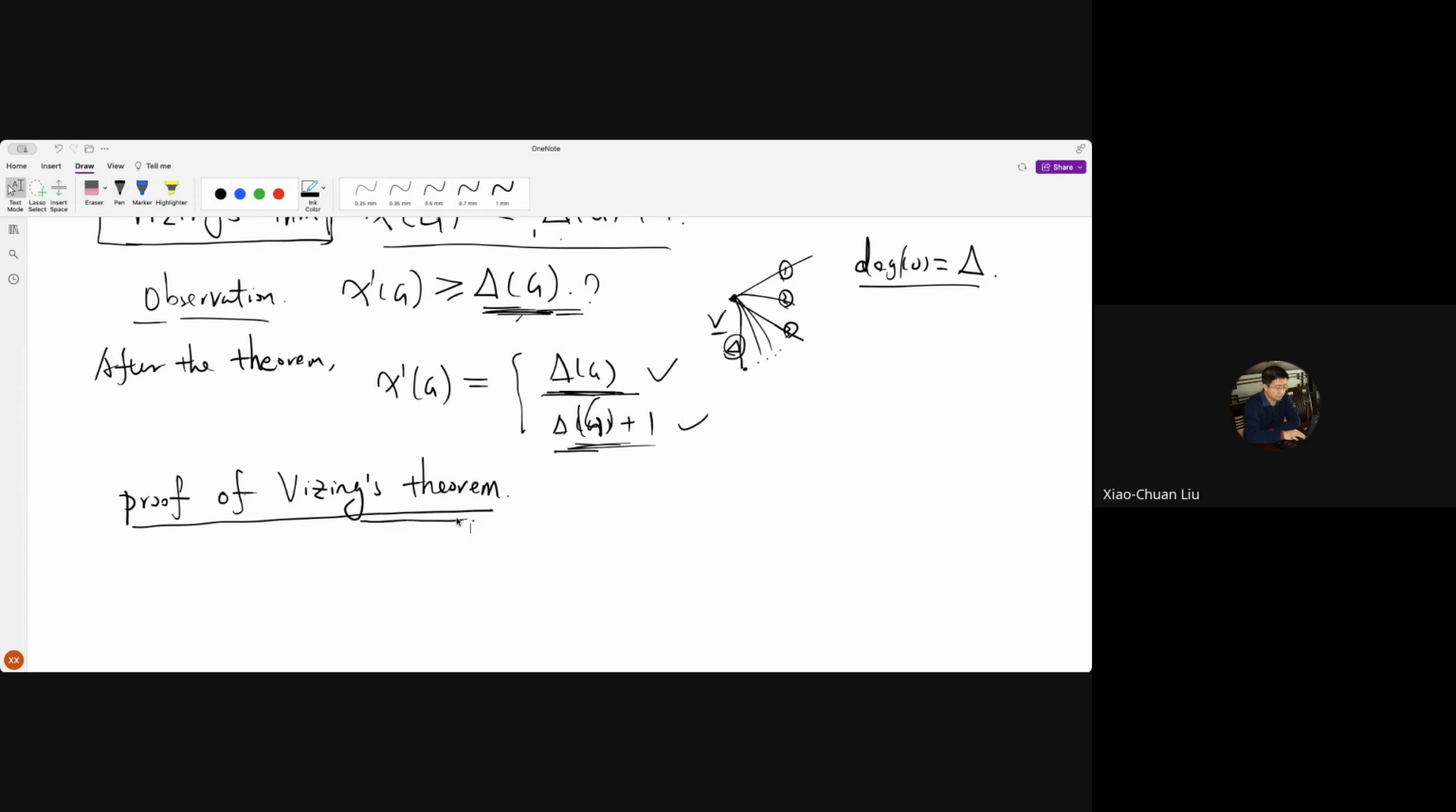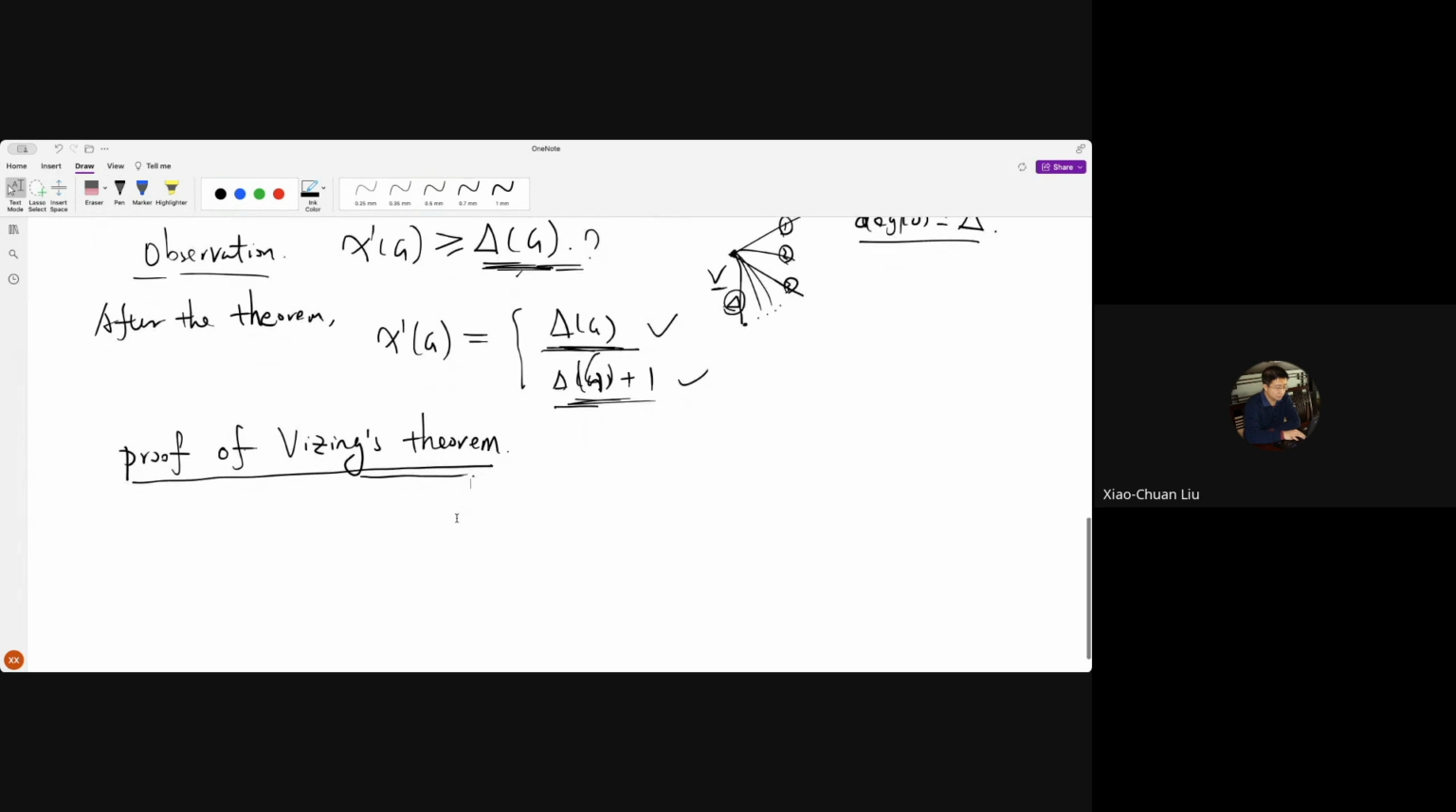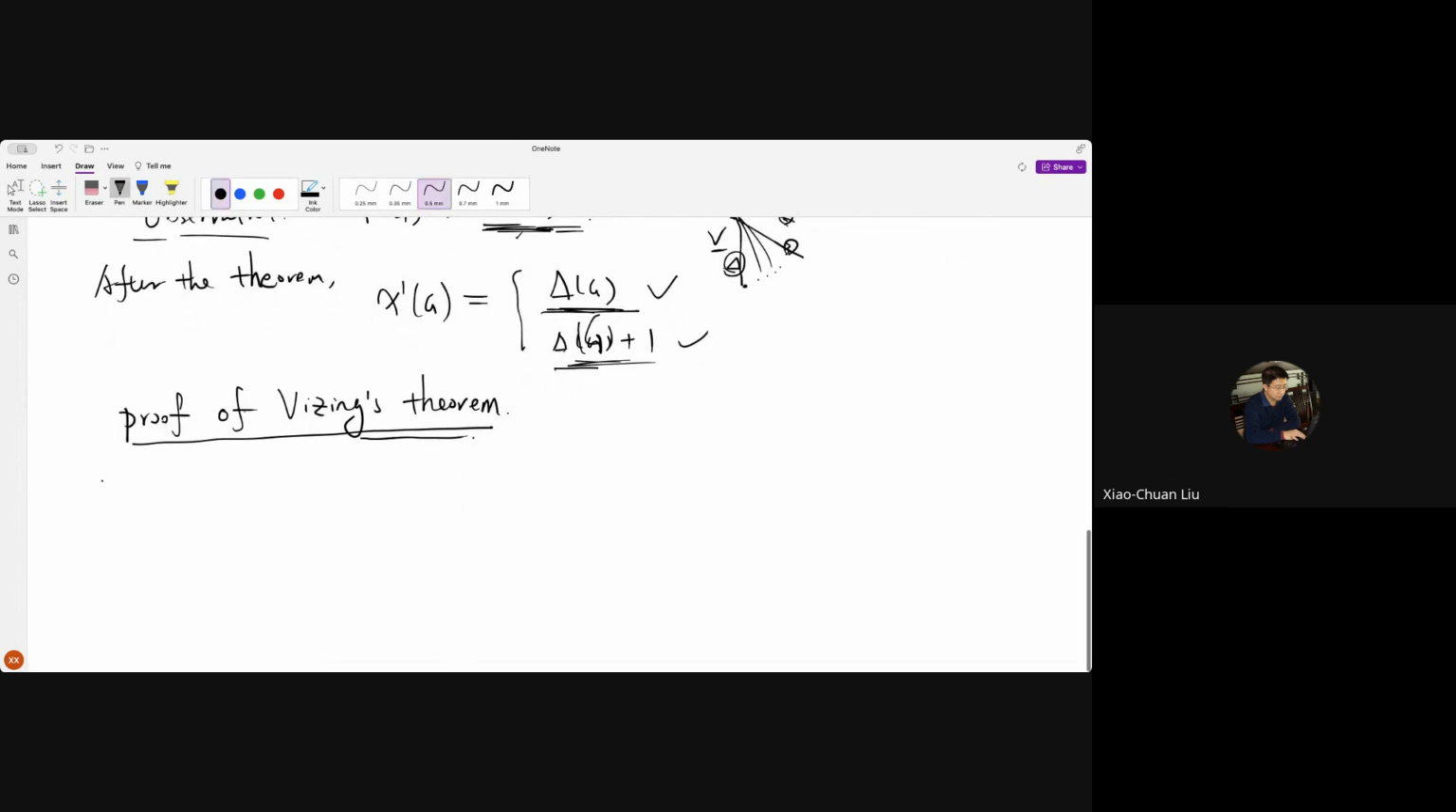Okay. So induction. But this induction is rather subtle. So let's state the general rule. So we will induct on the number of edges of G. Okay, the number of edges of G.